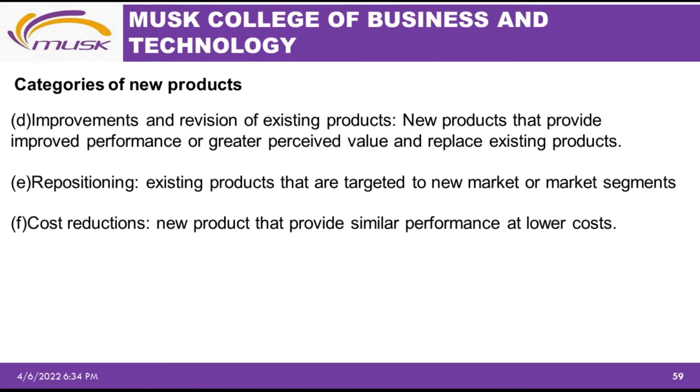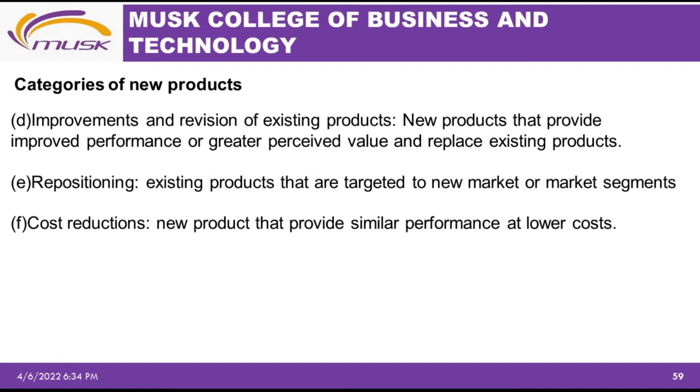Categories of new products, continuation: improvements and revision of existing products. These are new products that have improved performance or greater perceived value. So maybe a product was not doing well, then we can see what to do and improve the performance. Then we have repositioning. Existing products are targeted to new markets. So whatever we have, repositioning means we take it to a new market. Maybe it can even be a new geographical location.